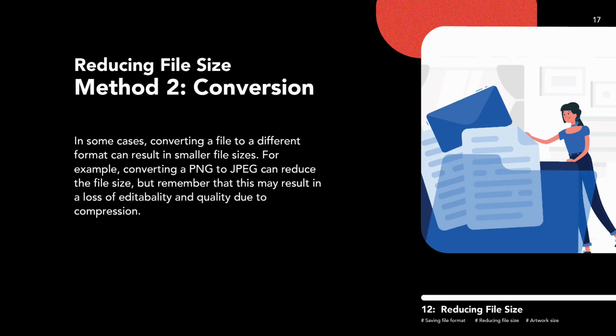Method 2. Conversion. In some cases, converting a file to a different format can result in smaller file sizes. For example, converting a PNG to JPEG can reduce the file size, but remember that this may result in a loss of editability and quality due to compression. Adobe Illustrator allows you to convert to multiple raster formats, for example, JPEG, PNG, and TIFF. But this file format is not editable and you need to be careful with the resolution to avoid pixelated artwork in production.